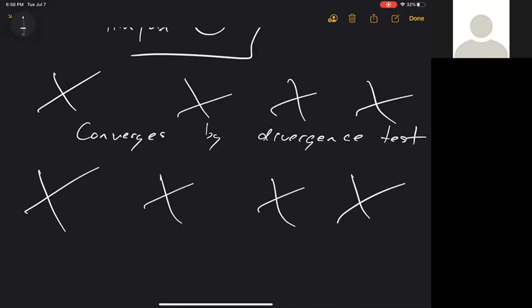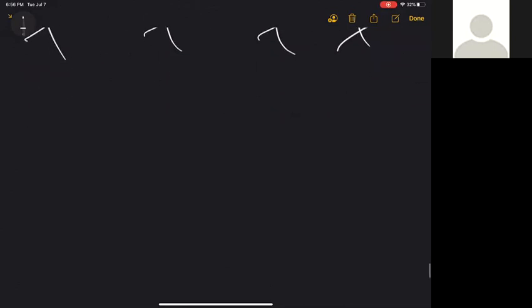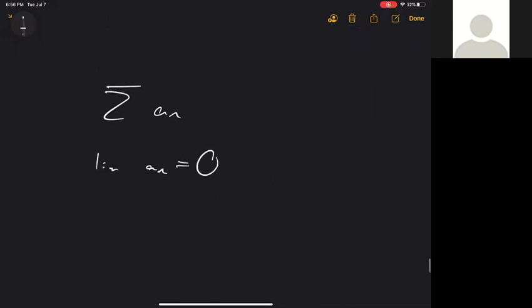Okay, the divergence test can only tell us if something diverges. That's all it can tell us. It can never tell us if something converges. If the limit of a_n equals 0, it could still diverge. If the limit is equal to 0, the divergence test is just inconclusive. We have to do other tests to figure out if our series converges or not. So that's a huge point. Is there any shred of doubt on that? That's a huge point to know.